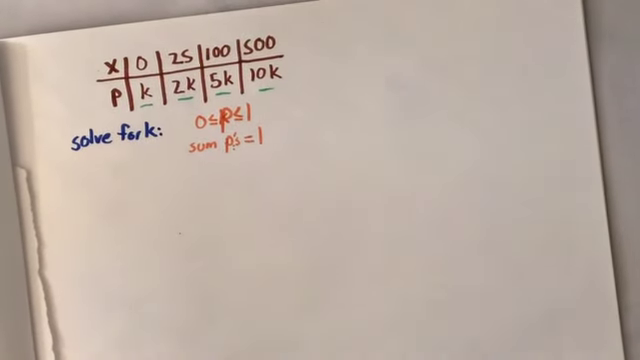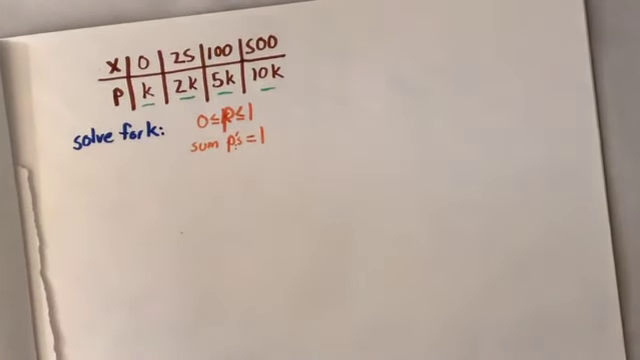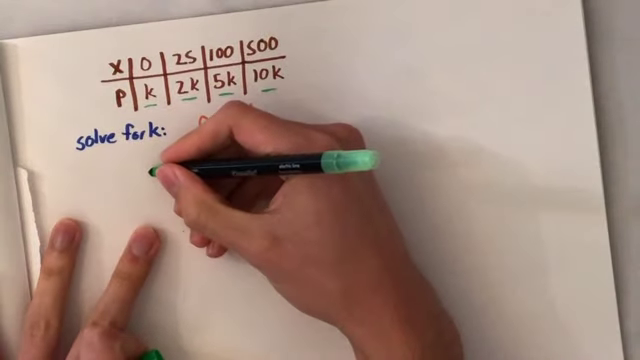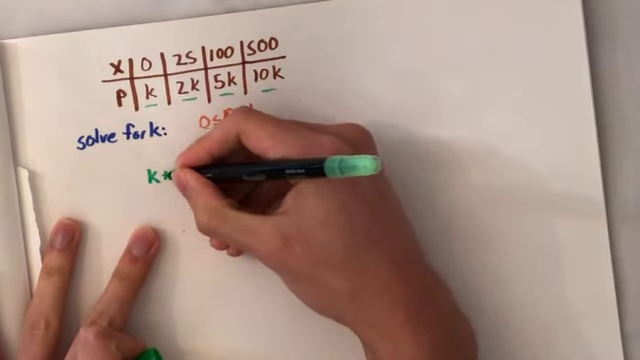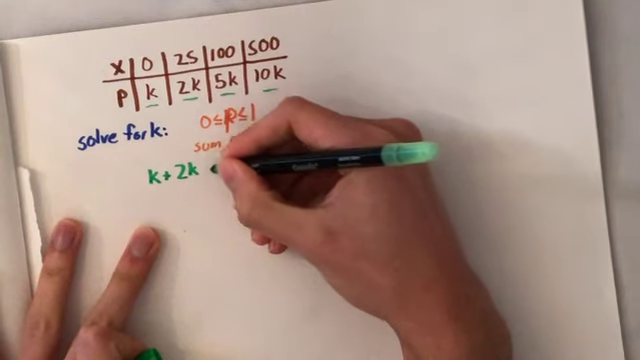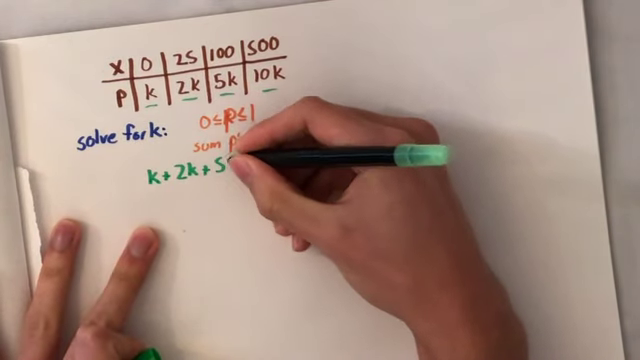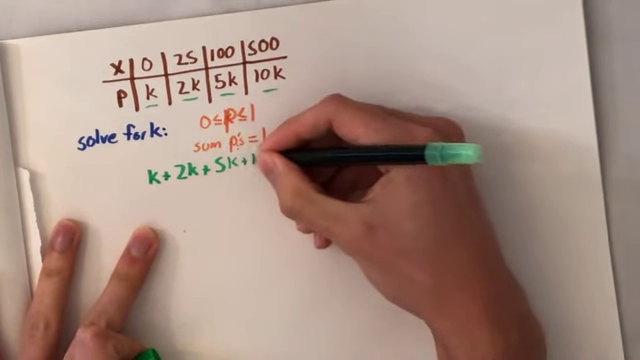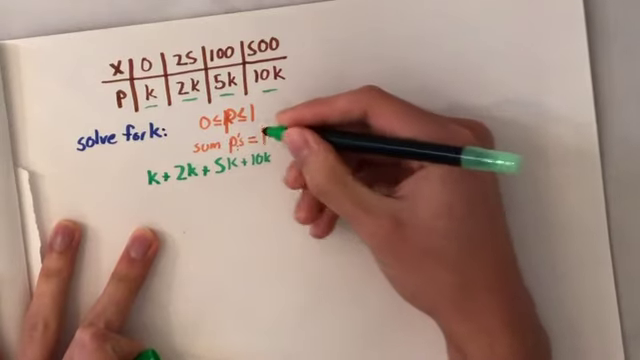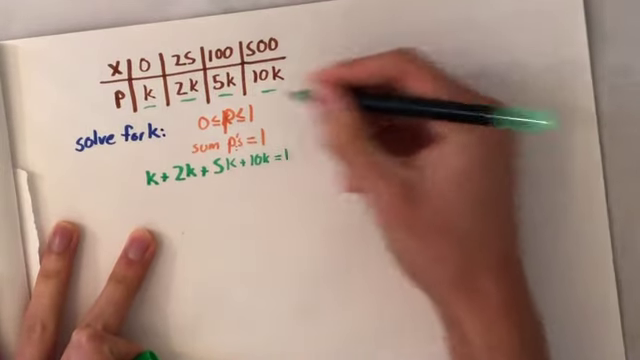Since we're solving for k, this is just like an algebra problem. We have k plus 2k plus 5k plus 10k, and since they sum up to 1, that equals 1. These are all probabilities.